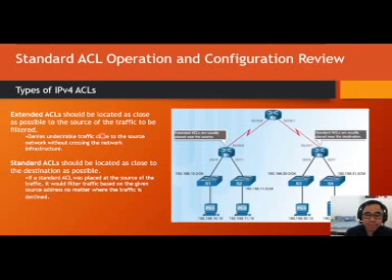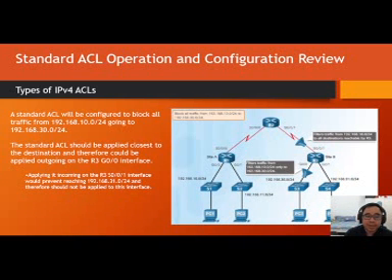Okay. Extended ACLs should be located as close as possible to the source of the traffic to be filtered. See from the diagram, extended ACLs are usually placed near the source, and standard ACLs are usually placed near the destination. Okay, a standard ACL will be configured to block all traffic from 192.168.10.0/24. The standard ACL should be applied close to the destination, therefore it could be applied outgoing on the R3 router G0/0 interface.